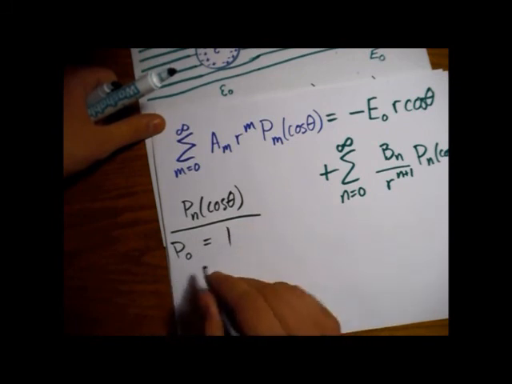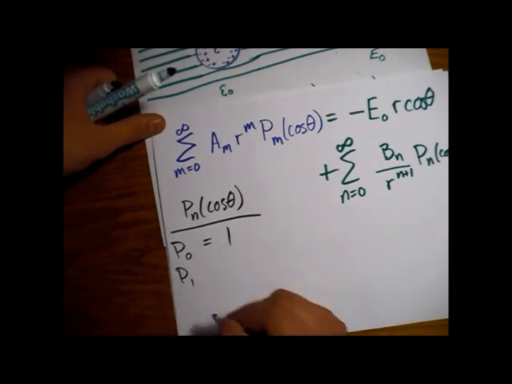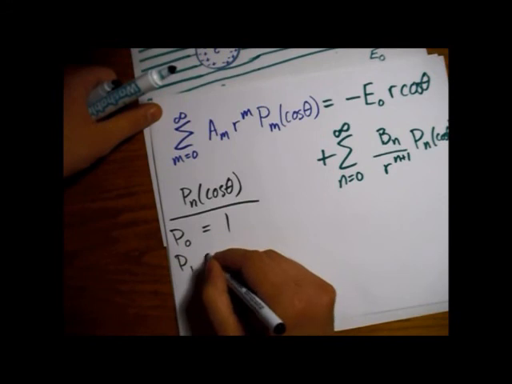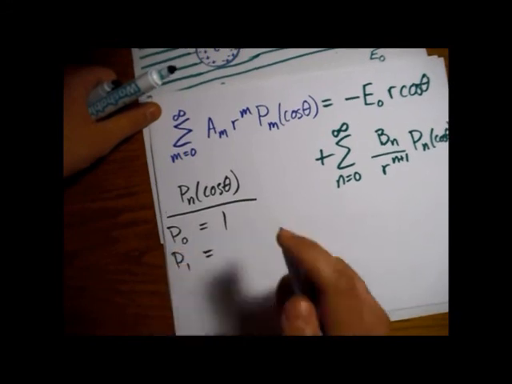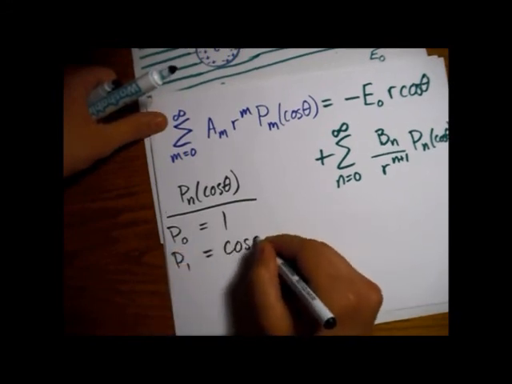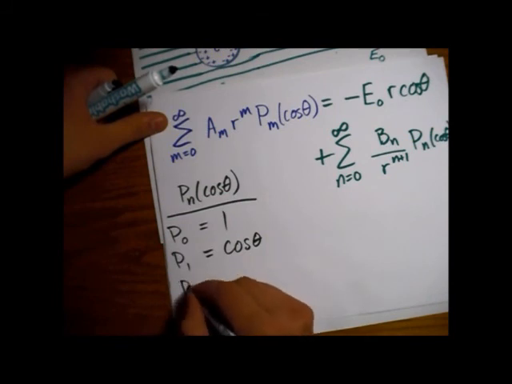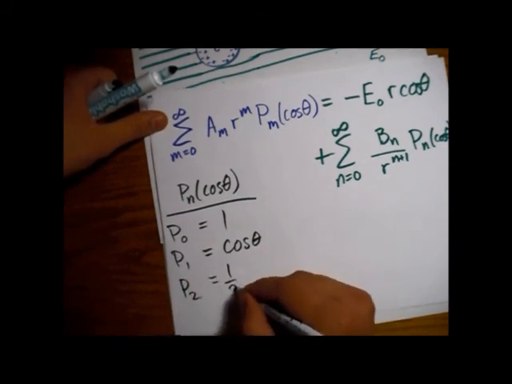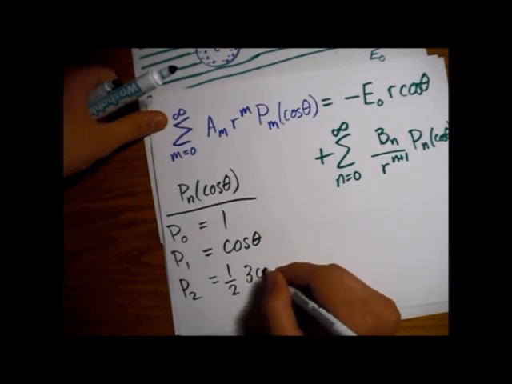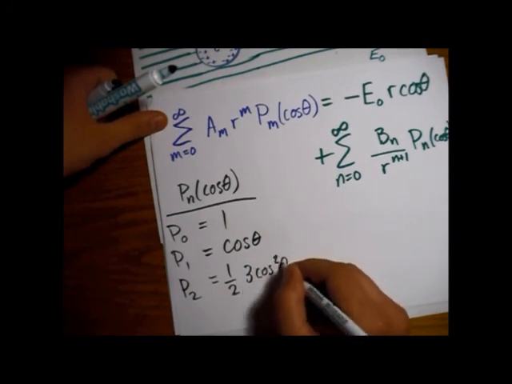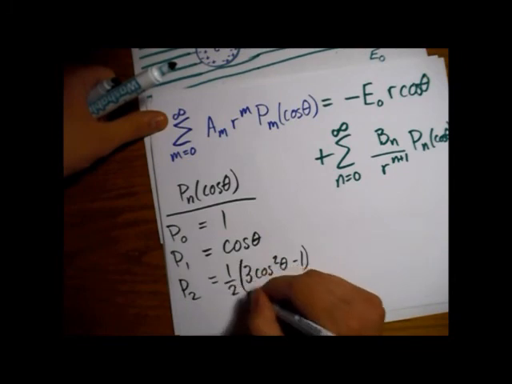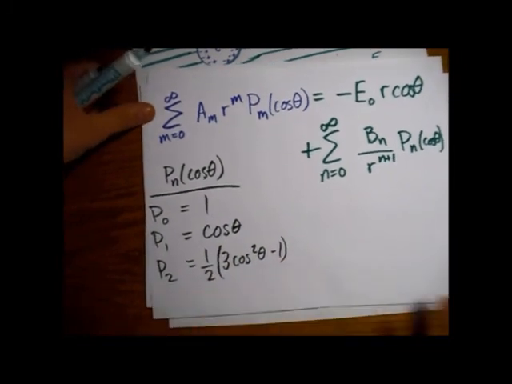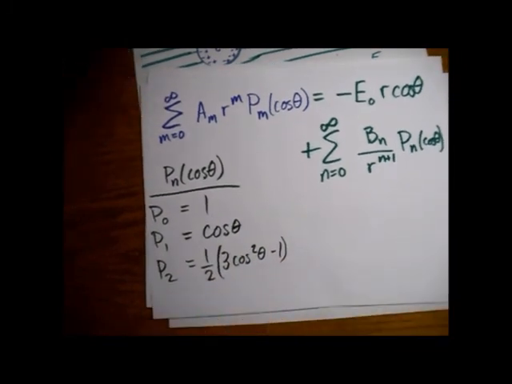That's just going to be equal to 1. The first, so that's the 0th one. Here's the first one, it's just going to be equal to cosine of theta, and the second one is going to be equal to 1/2 (3 cosine squared of theta minus 1). Okay, and then there's higher orders, higher and higher.